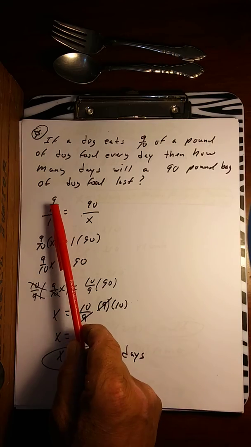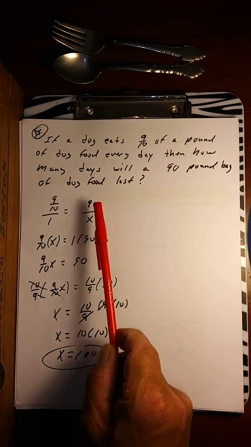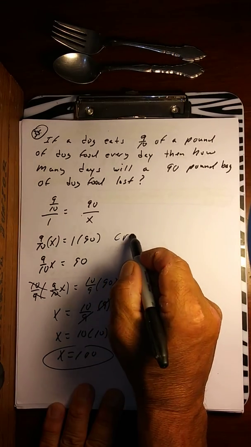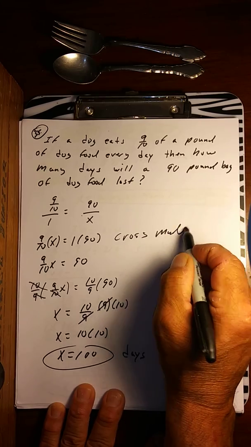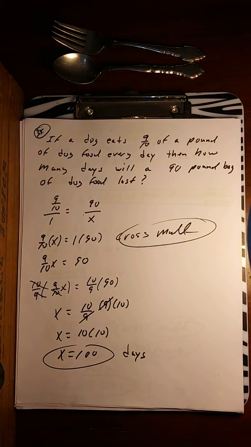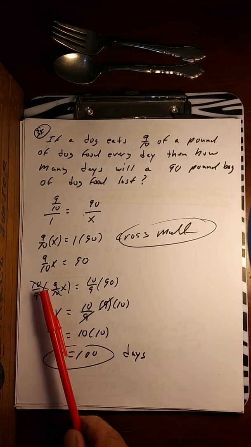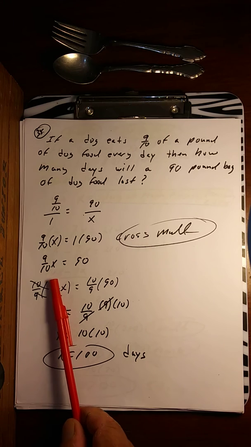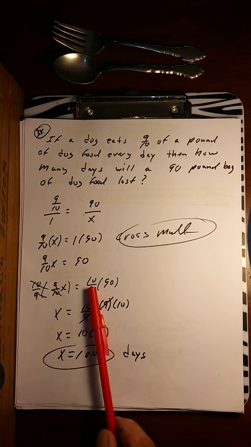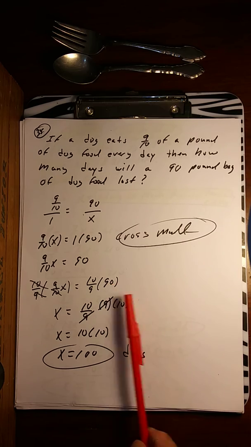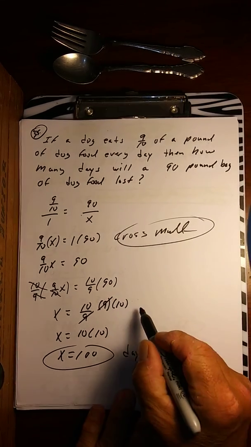Well, 9/10 of a pound is one day, so 90 pounds is x days. So cross multiply this. Okay, let me write this down. Once you cross multiply, we have 90 equals this. Now multiply by the reciprocal. The reciprocal is 10 over 9, 10 over 9. Cross, and these are gone. Now 9 times 10 is 90. Rewrite it. That's all I did right there.